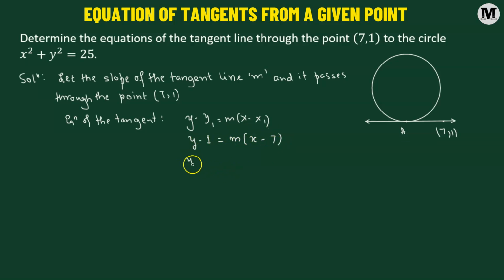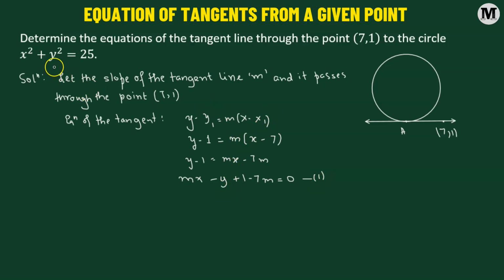Now let's further simplify it. We get y minus 1 equals m times x minus 7 times m. And rewriting the equation, we get mx minus y plus 1 minus 7m equals 0. So let this be equation number 1, and this is the equation of the tangent line.